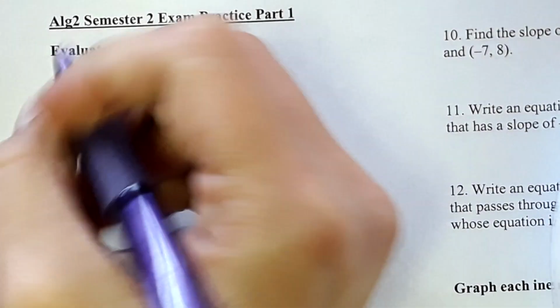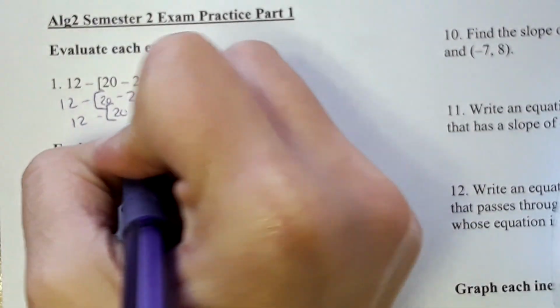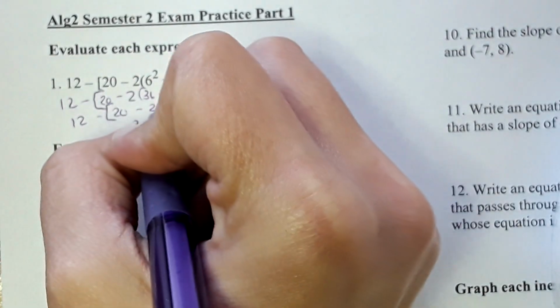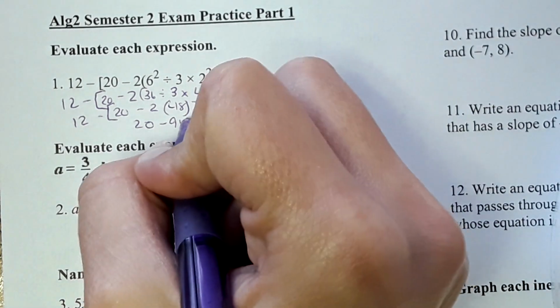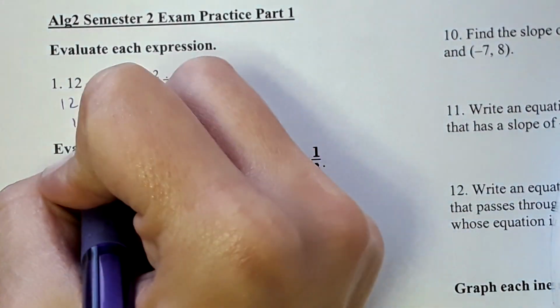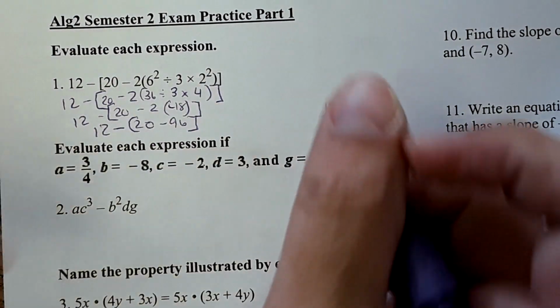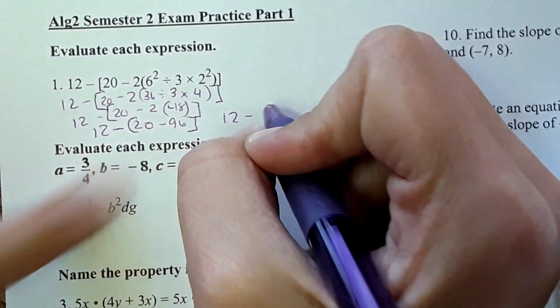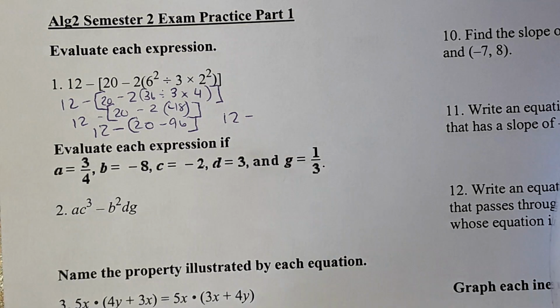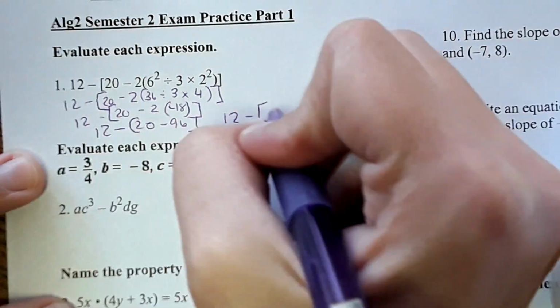And yes, this is worth points. Just write down all the work. Two times 48 is 96. Minus 96 is 76.